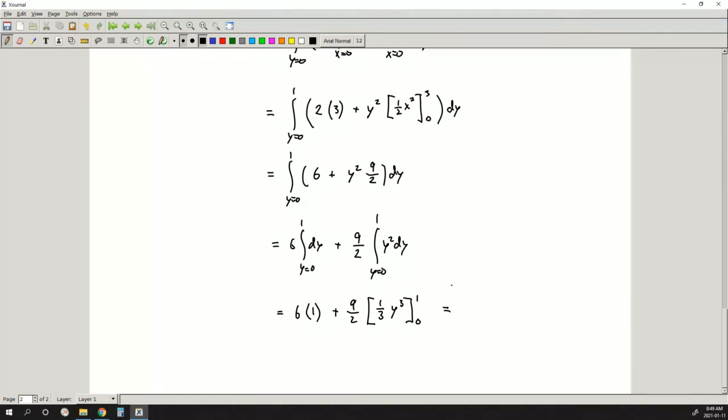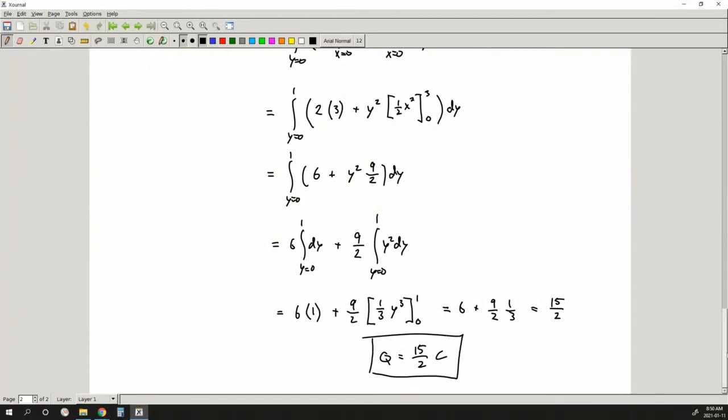We end up with a 6 plus 9 over 2, and then a factor of 1/3, because we're substituting in 1 cubed, which just gives us 1, so we have a factor of a third, and when we substitute in the 0 we get nothing, right? If we clean this all up, we find that we end up with 15 over 2. And so that's our answer. Our Q is equal to 15 over 2 coulombs.